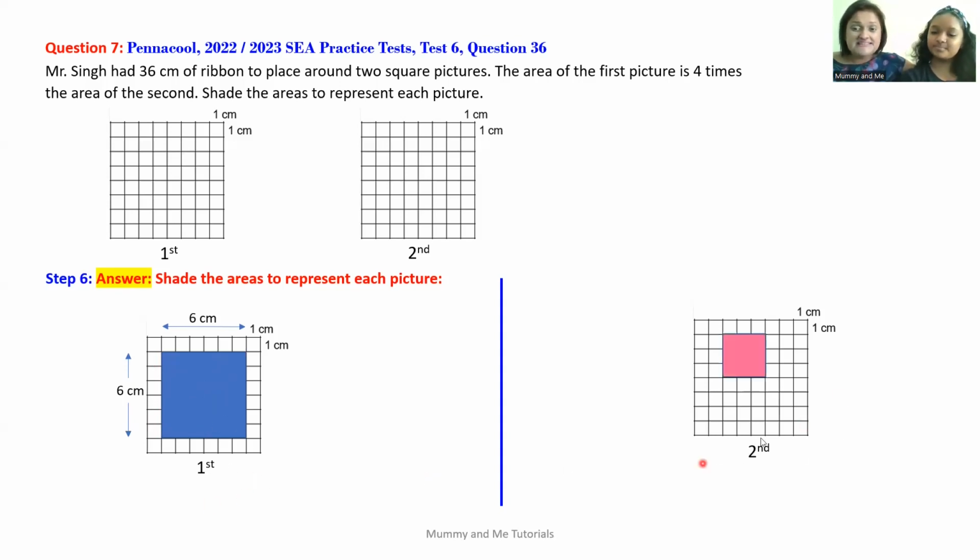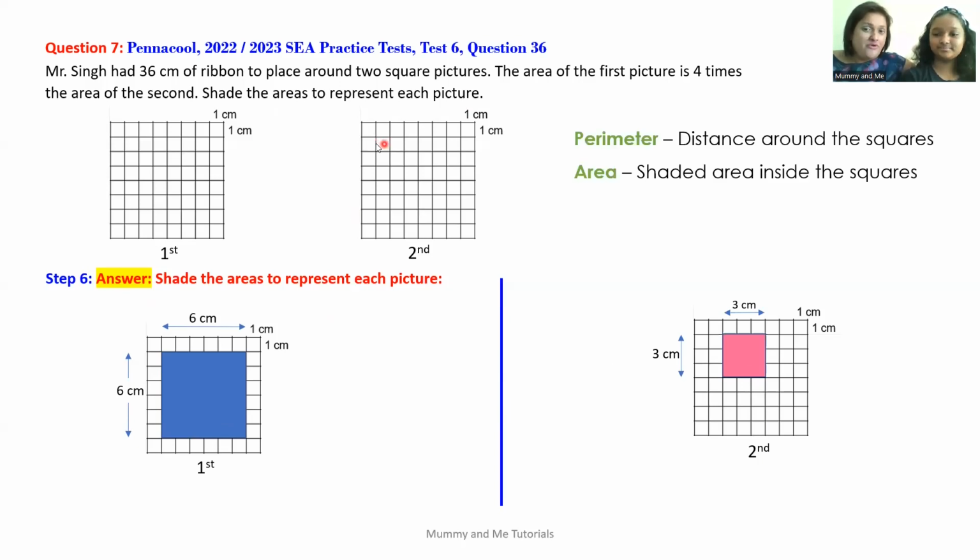Let's look at the second picture. Well, the side of the second square is 3 centimeters. Therefore, we need to have 3 blocks as a side. So 1, 2, 3 on this side. And on this side, we have 1, 2, 3. Great. So is that the answer though? Yes, because we shaded the areas to represent each picture. And this picture is going to be 4 times larger than the second one.